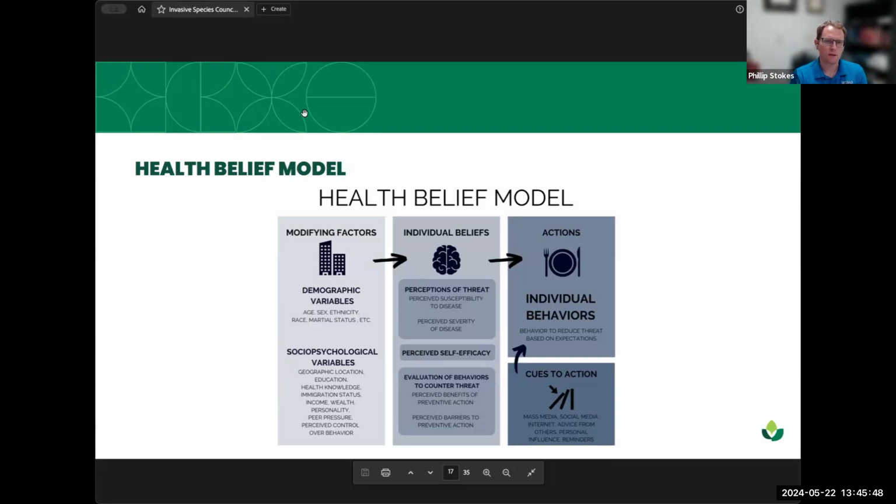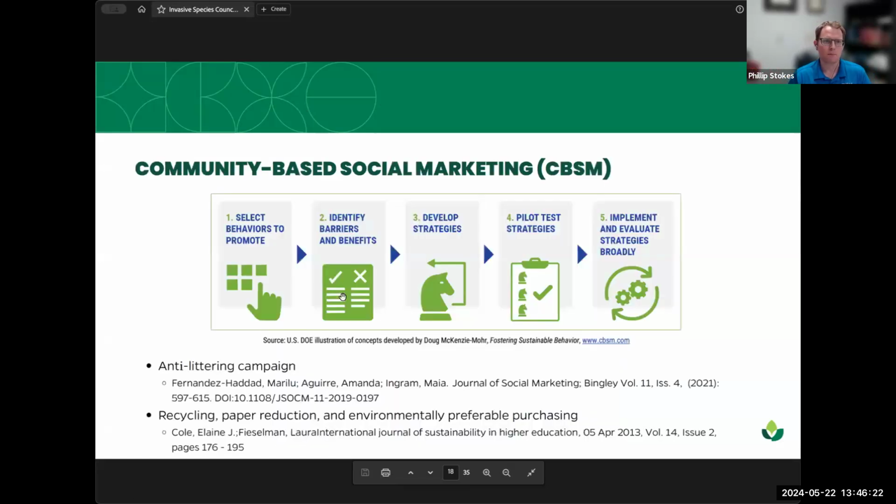And of course, all of these points are changed and modified by the demographic variables as well as the socio-psychological variables. You can look at those on the left, and they're going to influence the decisions that people make. And then the cues to action, basically, what are the motivators? What are the conversations that people are having? What are people hearing in the media and social media to really influence their actions on a particular topic?